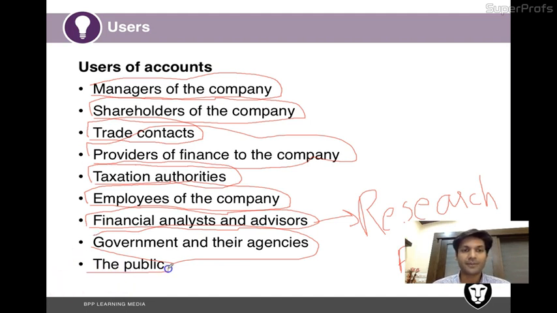And then obviously the public. Okay. All companies should make sure that they do not pollute the environment, and they also spend a good amount of money for social benefit or social service. Okay. So that is the public.